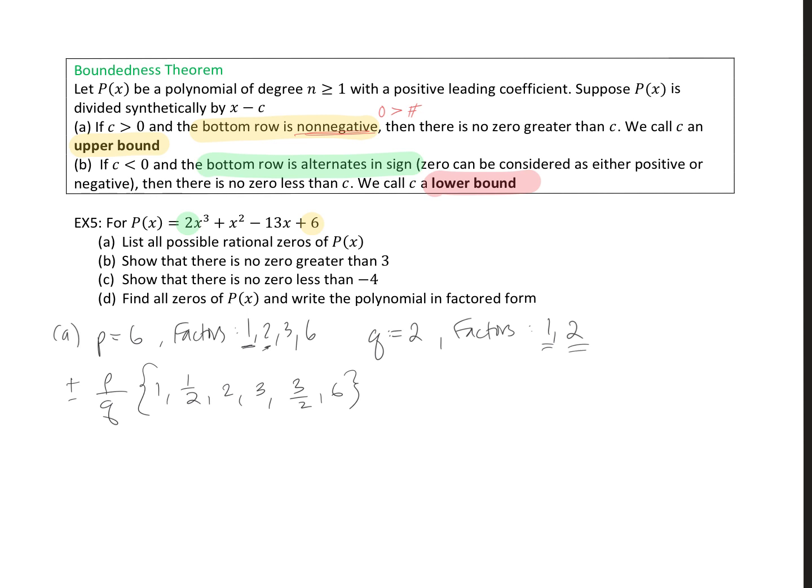If I wanted to write these in ascending order to see what I'm looking at, I can go ahead and do that. Remember, we have the positive and negatives for each version. I could go ahead and reorder this as negative 6, negative 3, negative 2, negative 1.5, negative 1, negative 0.5, and then positive 0.5, positive 1, positive 1.5, 2, 3, and 6. Again, these are all the possible zeros. It's not saying these are all the zeros, but these are the possible ones.